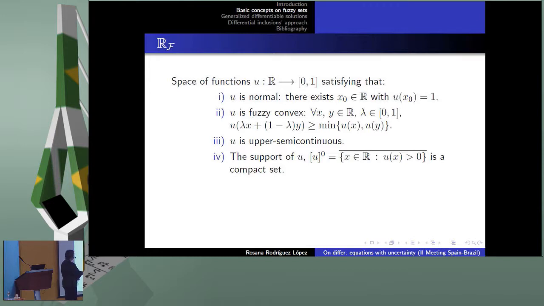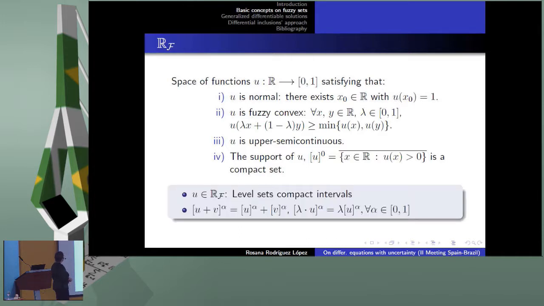So the classical space of work is the space of normal, upper semi-continuous, fuzzy convex functions with compact support. With these four conditions, in the case of one-dimensional fuzzy sets, the level sets, in this case I am presenting, are compact intervals. So you can work with the endpoints without problem. These are the restrictions, and with that you get compact, non-empty, of course, level sets.